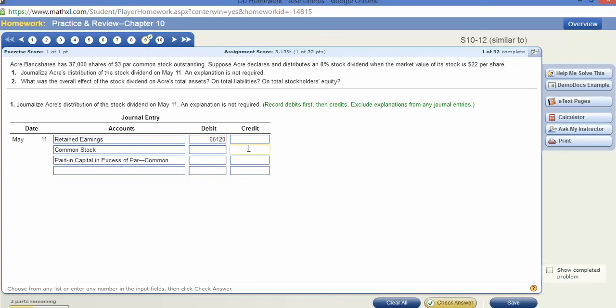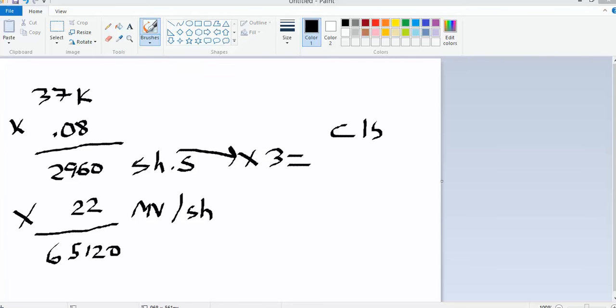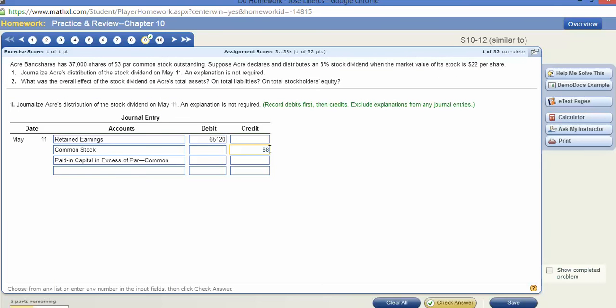Now, the credit to common stock is going to be the number of shares that we are stock dividending out times par. Common stock, remember, that entry is always at par. So it's this amount times 3. We're going to take 2,960, multiply it by $3, which is what's sitting on the certificate, and it's 8,880. And then the additional paid-in capital is just the difference.